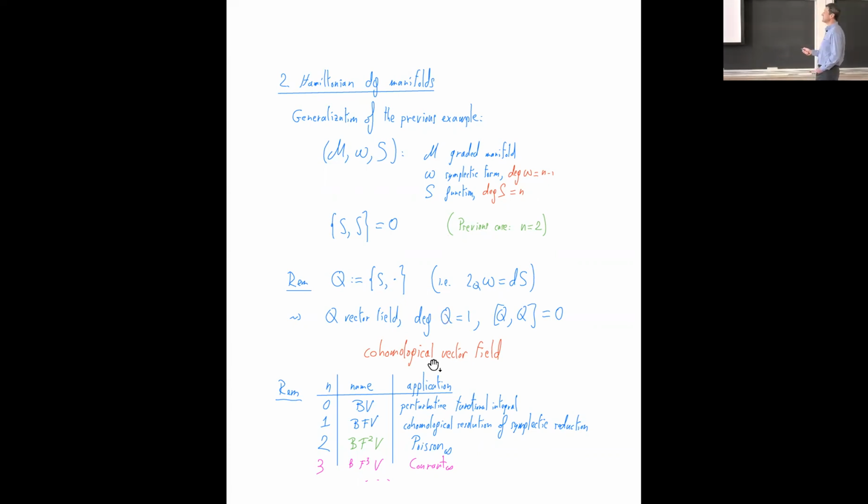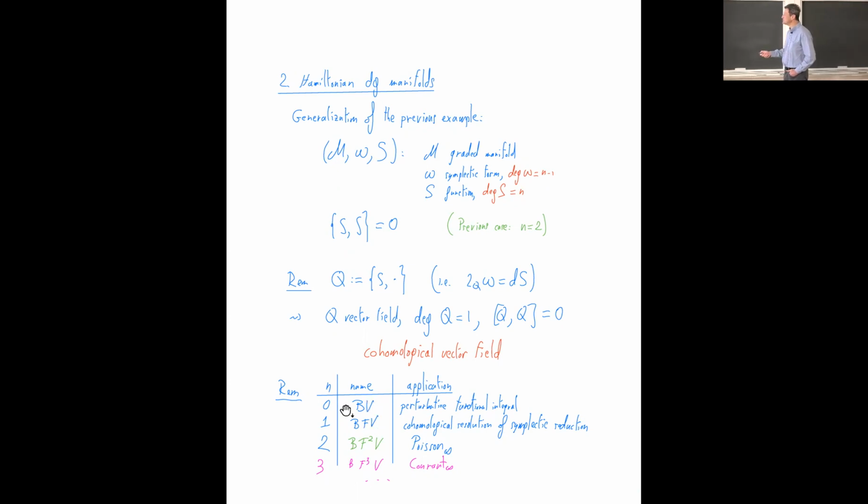All these structures are interesting and they have applications, for example, in physics. So what I described before was degree 2. This corresponds to a Poisson structure or a Poisson structure up to homotopy. But the other cases are also interesting. The case of degree 0 is what is called BV, and is important for the perturbative formulation of functional integrals in the presence of symmetries. And the case of degree 1 is called BFV, and is important because it gives a cohomological resolution of symplectic reduction. And in field theory, this is important for the boundary of the field theory.